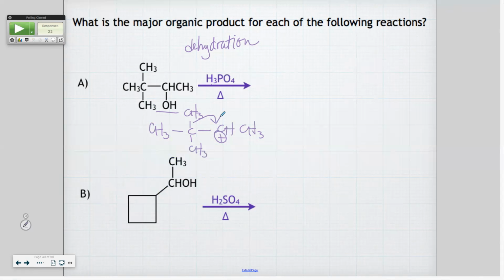Because when one of those methyl groups moves, look what you get. Look what we get. Tertiary. So this was secondary, and this one's tertiary. Anytime that you can rearrange, you do it to make it more stable.